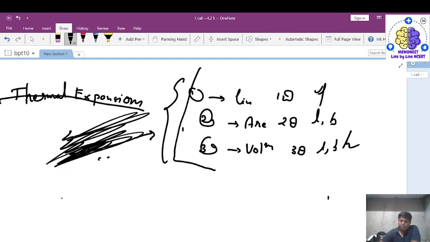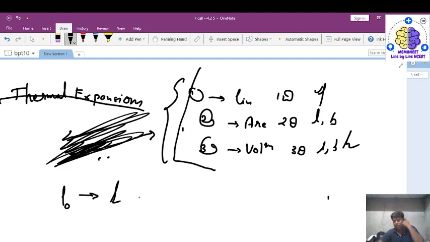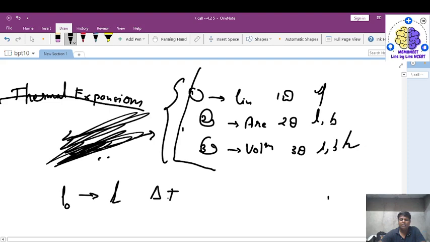So suppose a body was of length L naught, and when we supplied heat to it, it expanded to a new length of L, right? There will be a change in temperature when we are supplying heat. Let the change in temperature be delta T, right? So the new length capital L of the body is given by the formula L is equal to L naught into 1 plus alpha delta T.